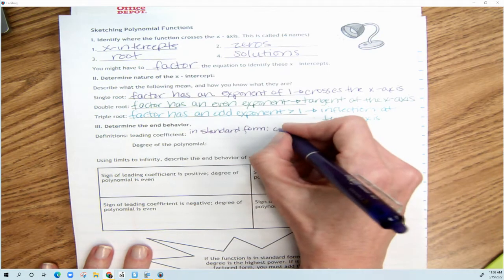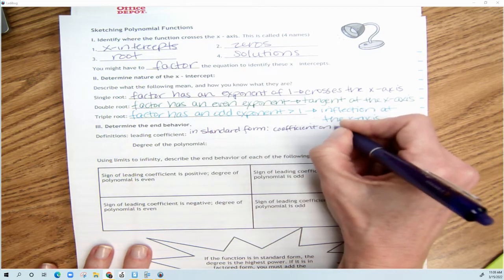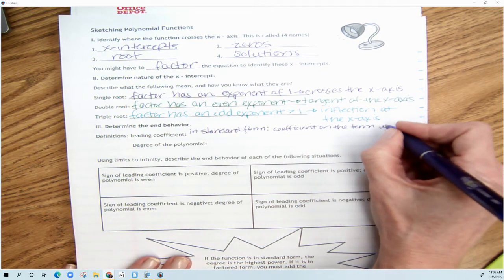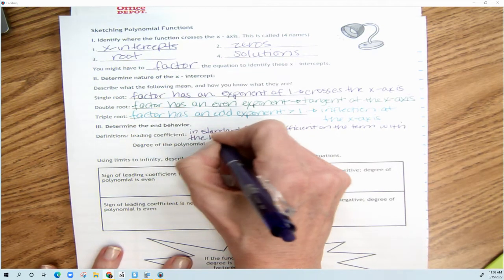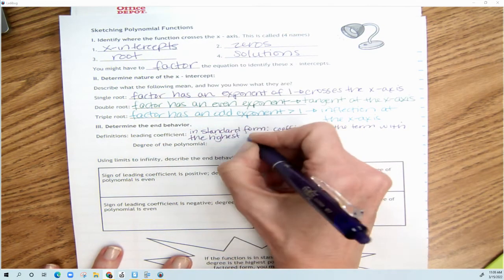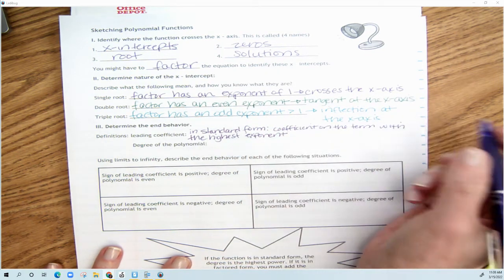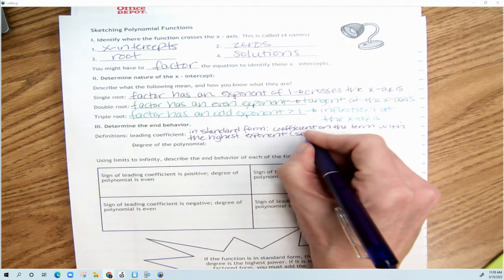So the leading coefficient is just the coefficient on the term with the highest exponent. And we'll refer to the bottom of the page in a second.